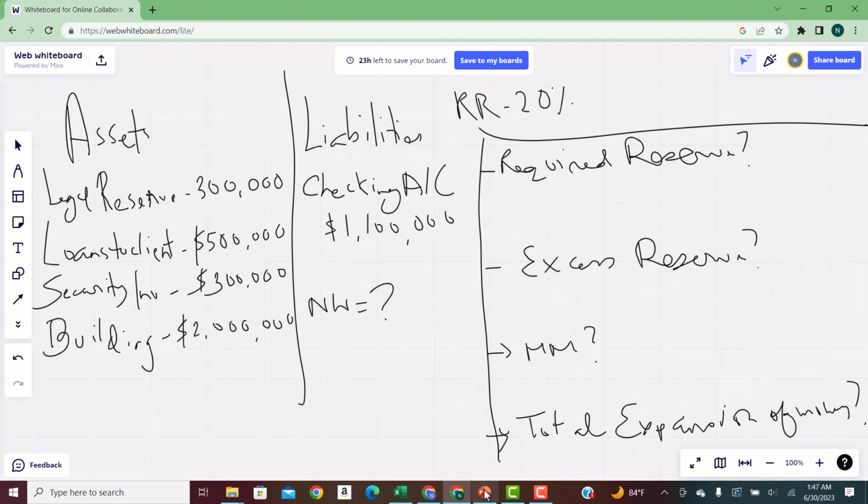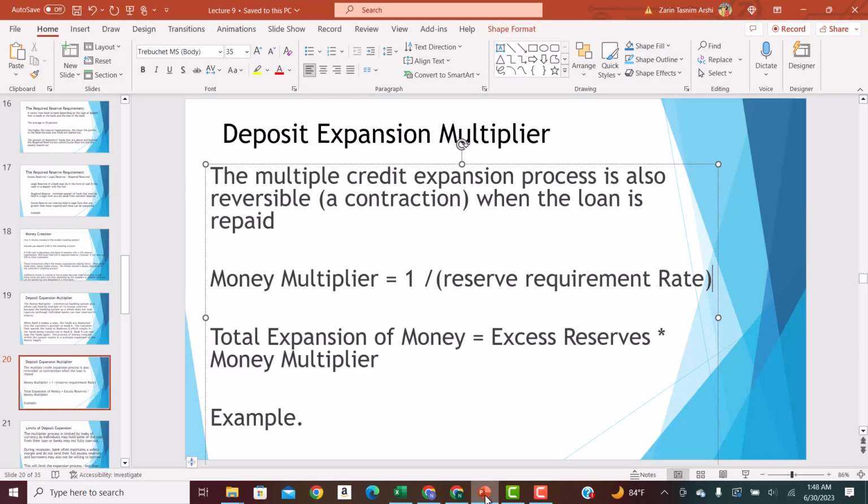Now, honestly, the reverse is also true. If someone pays back a loan to a bank, it's also going to have a multiplied impact on the money supply, and the money supply will shrink or decrease accordingly by a greater percentage than what the loan has been repaid.